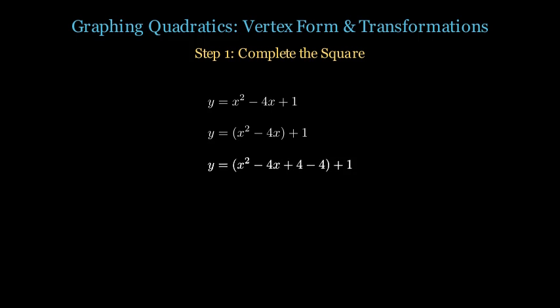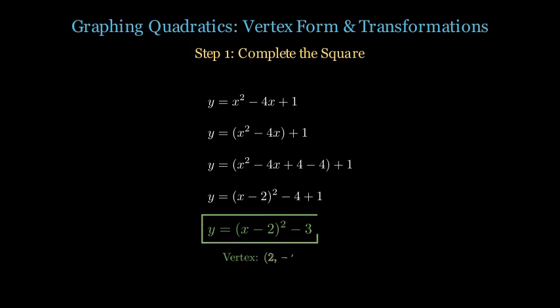The expression in parentheses is now a perfect square. X minus 2 squared. Combine the leftover constants. -4 plus 1. That simplifies to y equals x minus 2 squared minus 3. We're now in vertex form. So the vertex is at the point 2, -3. Reading h and k directly off this form, h equals 2 and k equals -3.